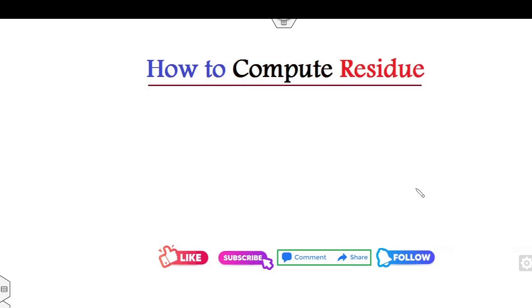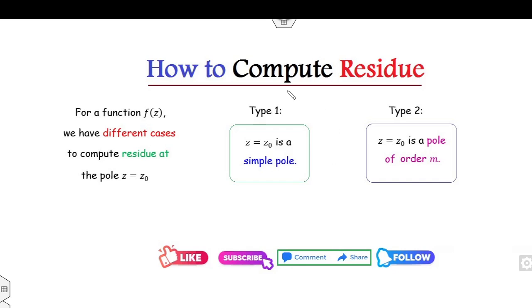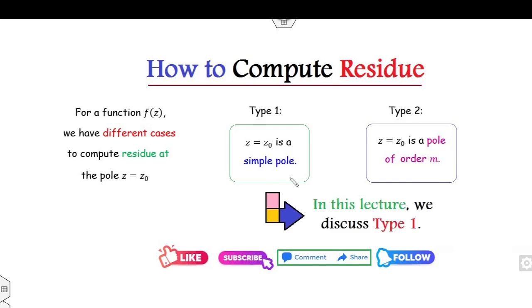Now, how can you compute the residue of the given functions? We will discuss two different cases. The first case is when the function has a simple pole. The second case is when the function has a pole of order m, which is greater than 1. In this lecture we will cover the case in which the function has a simple pole. How can you calculate the residue at a simple pole?